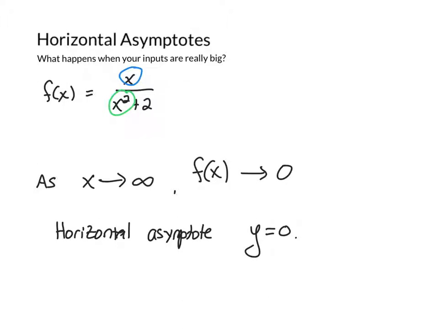So whenever the degree of our denominator is bigger, we're going to have a horizontal asymptote at y equals 0. Okay? So there are 2 other cases. What happens when our degrees are the same, and what happens when the degree of our numerator is bigger. And so I'm going to clean this up, and we'll talk about those 2 situations.